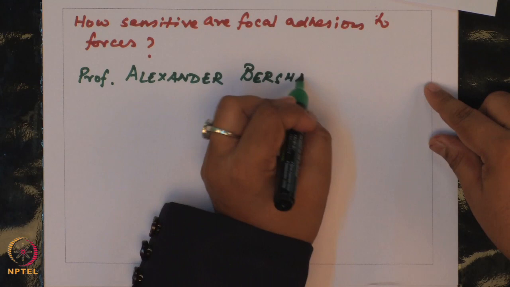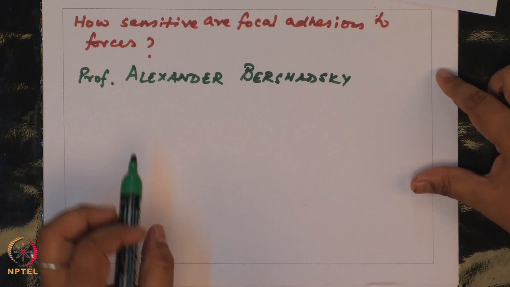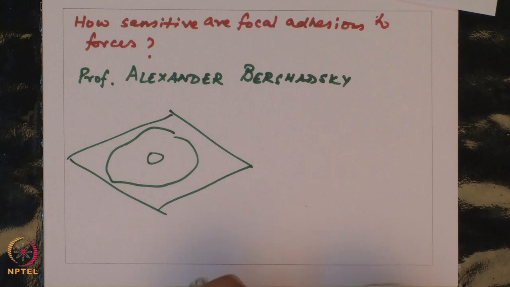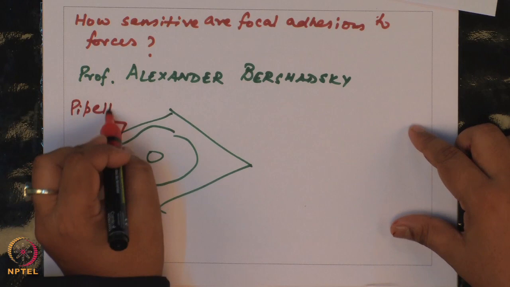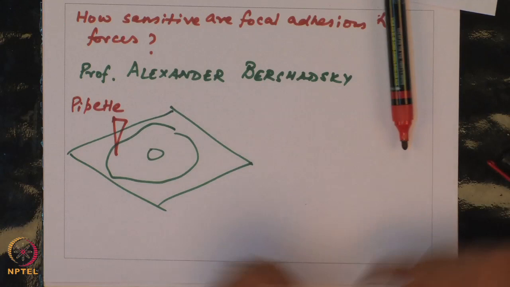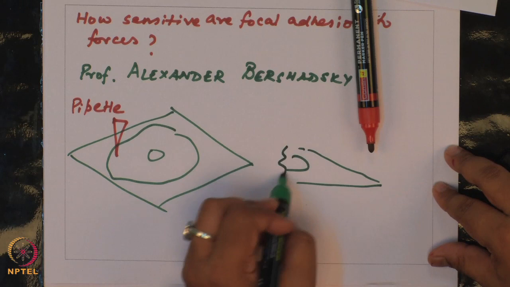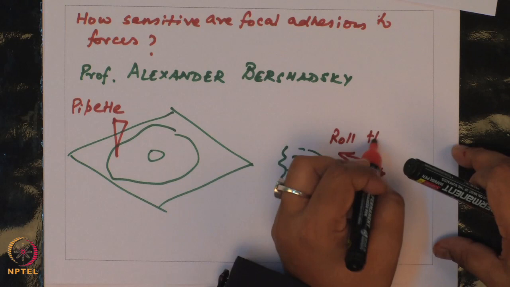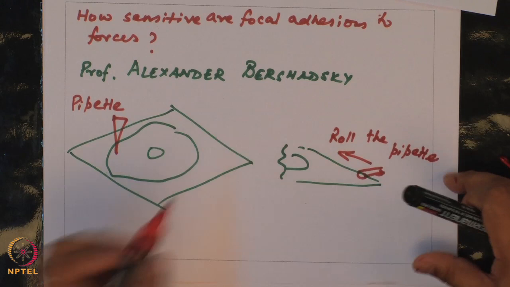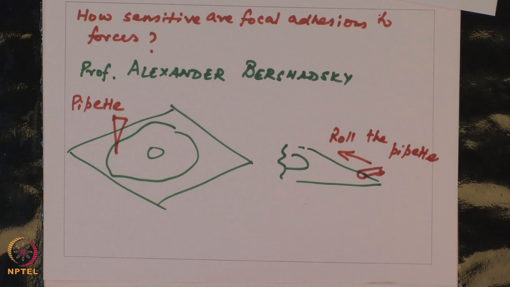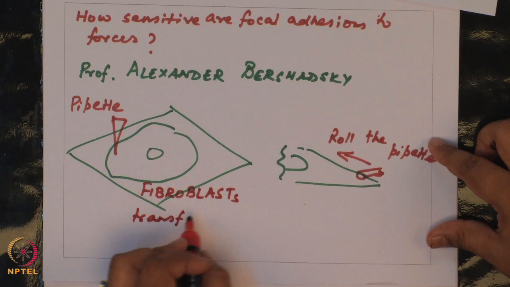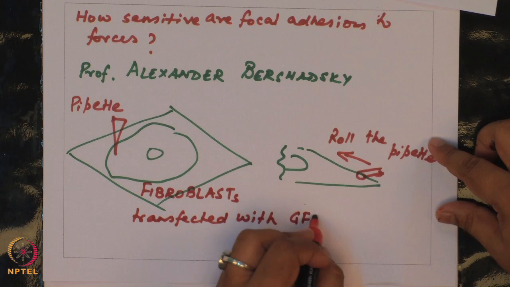Okay, he did this experiment. What he did was, you take a cell on a substrate, you come down with a pipette. So in side view, you have this cell with the nucleus. You came down with the pipette, and you roll the pipette. So what essentially you have done is you have exerted some local forces on these cells. These cells were fibroblasts which were transfected with GFP vinculin.